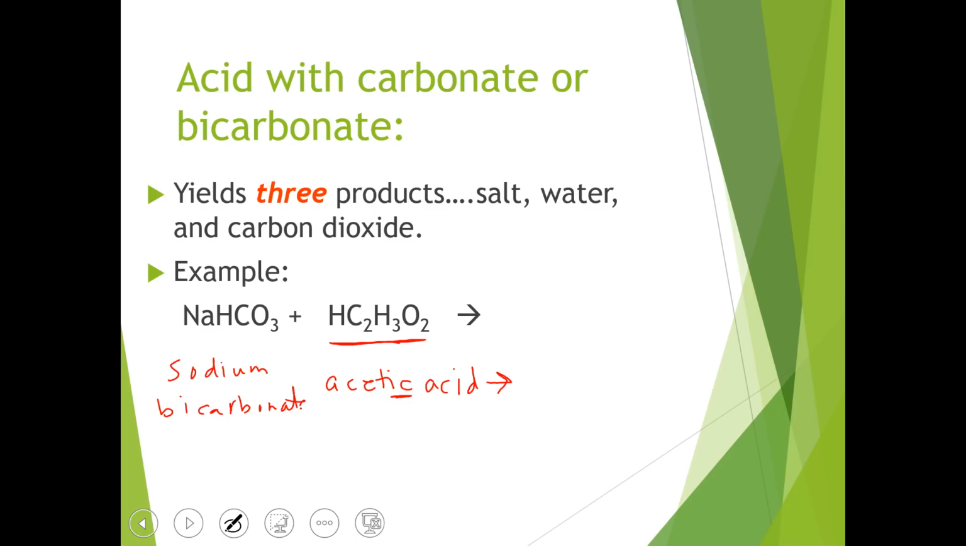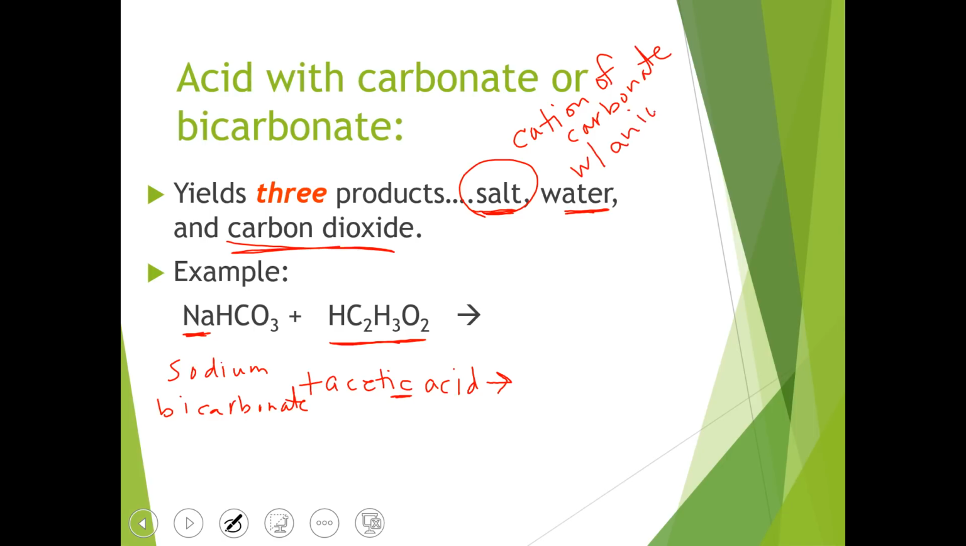So this could be a carbonate or a bicarbonate with an acid. Either one of them, you will always get a salt, water, and carbon dioxide. So the salt is going to be the positive ion from the carbonate and the negative ion from the acid. So our salt is always going to be the cation of the carbonate or bicarbonate, and then you put that with the anion of the acid.